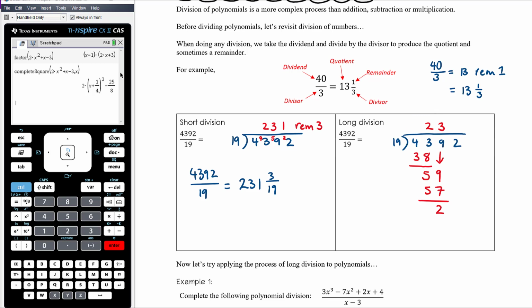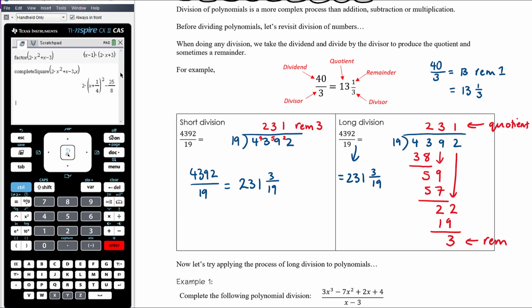And then we repeat, we bring the 2 down. How many times does 19 go into 22? It goes once. We do 1 times 19, and we write that down the bottom here, and then we subtract, and there's our remainder. So there's our quotient up here and our remainder down the bottom. So the answer therefore is the same as what we got before. It's equal to 231, that's the quotient, and a remainder of 3, which means 3/19, the remainder divided by the divisor. Now we want to follow through this process using polynomials.